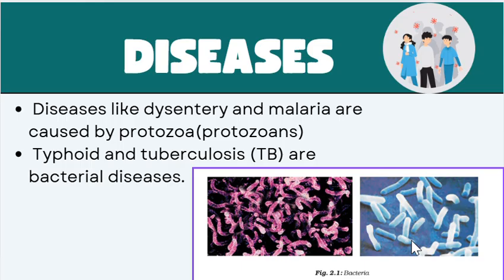Bacteria have four main shapes. That is coccus, which is spherical or oval shaped bacteria. You have bacillus, which are rod shaped bacteria. Spirillum, which are spiral or helical in shape, and vibrio, which are comma shaped bacteria.